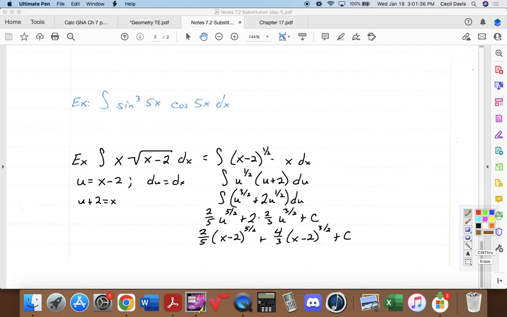Please note that it is certainly possible that in the answers in your book or on a multiple choice question that they will factor this. We can factor out an x minus 2 to the 3/2 out of both of those and a 2. So it'd be 2 times x minus 2 to the 3/2 power times, I'll have a 1/5. And if I factor an x minus 2 to the 3/2 out of an x minus 2 to the 5/2, what am I left with? X minus 2.